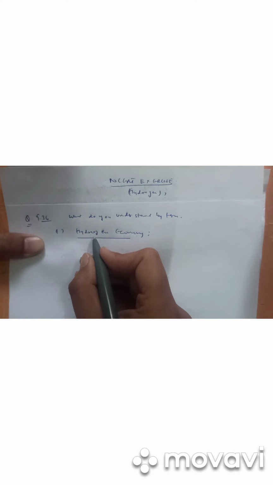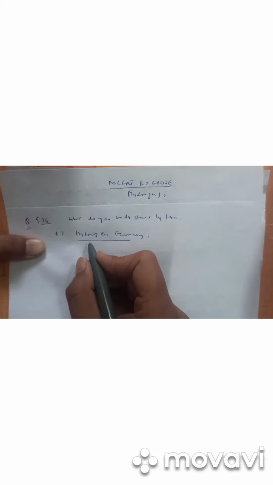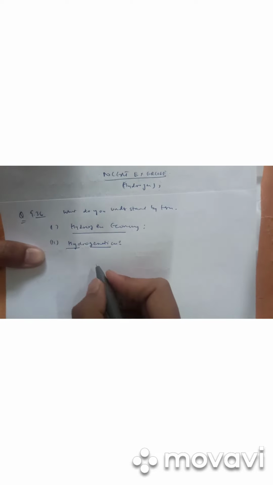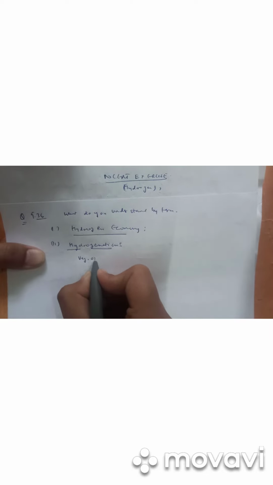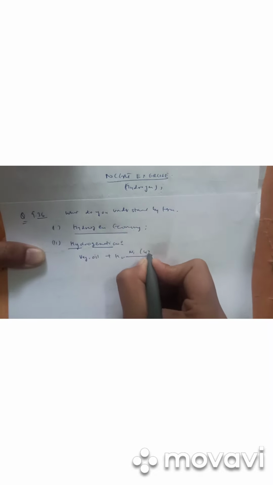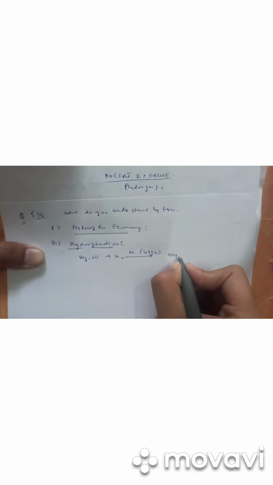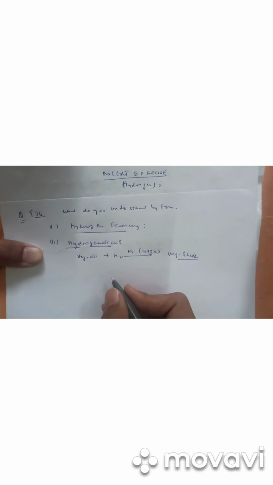So the main principle of hydrogen economy is production, storage and transportation of energy in the form of liquid hydrogen. The next question is hydrogenation. It means addition of hydrogen across an unsaturated system, meaning having double or triple bonds, to form saturated compounds. So like vegetable oil on reaction with hydrogen and nickel catalyst and temperature, it changes into vegetable ghee. Okay, it is a saturated compound.